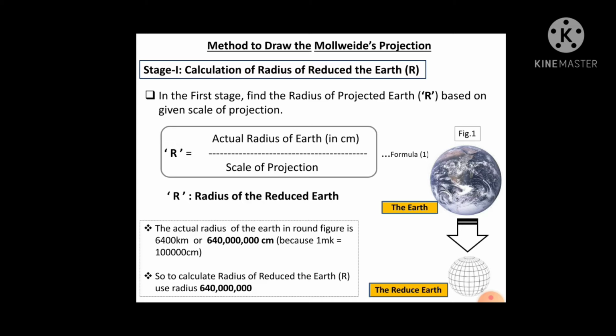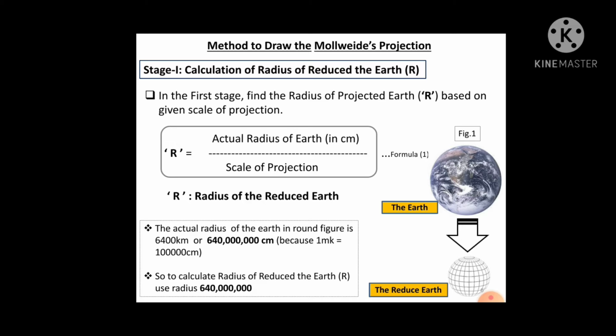So we have to reduce it by a certain scale. For finding the radius of the reduced Earth in the form of the globe, which you can see in the picture, the actual Earth and the reduced Earth, how it would be, you have to find out the R, that is a capital R. For that, the formula or equation has been given, which goes like this: R is equal to the actual radius of Earth in centimeter divided by the scale of projection.